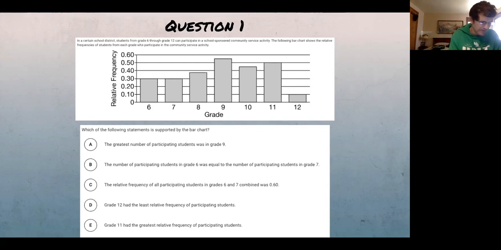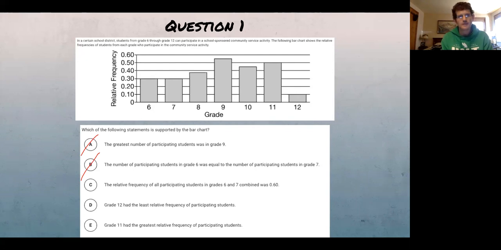The greatest number of participating students was in grade 9. We don't know anything about the numbers here. There could be 150 sixth graders, but only 100 ninth graders, and there could be all kinds of different numbers for every grade level. We don't have that information, so we can't say anything related to the numbers of people involved. We can just talk about the frequency. So not that one. The number of participating students in 6 was greater than... Again, we don't know the numbers. But C, the relative frequency of all participating students in 6-7 combined was 60%.